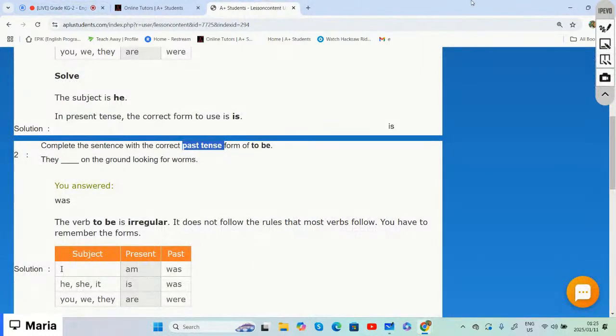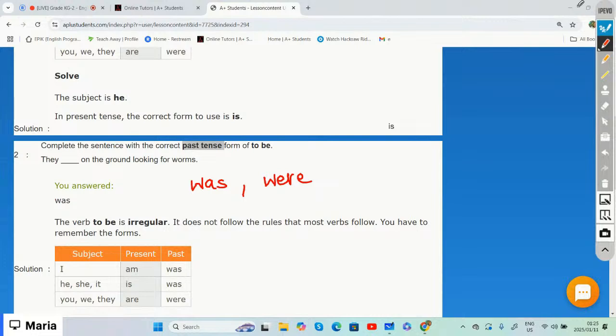Yes, well done. If we were to choose the correct option, which refers to more than one person, then yes, we can say they were. Well done. They were on the ground looking for worms. All right, so were is correct. Well done.